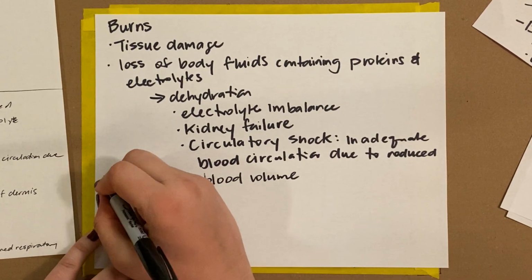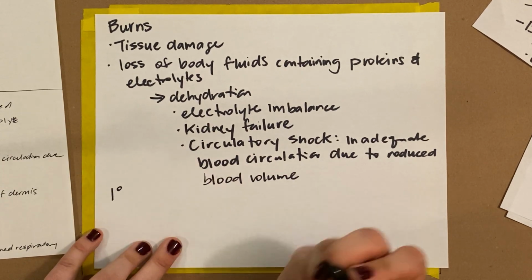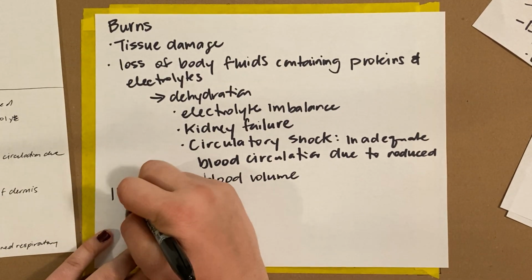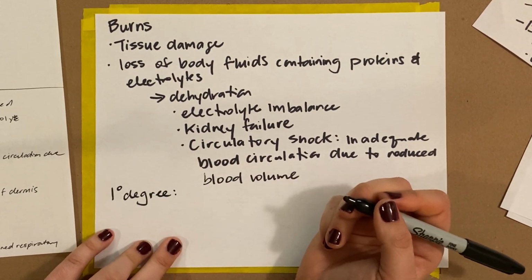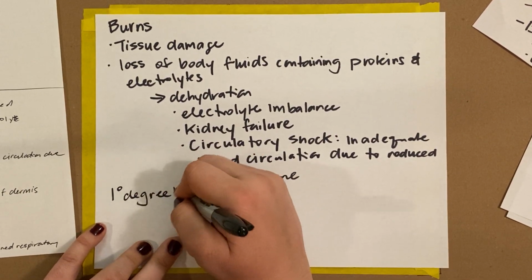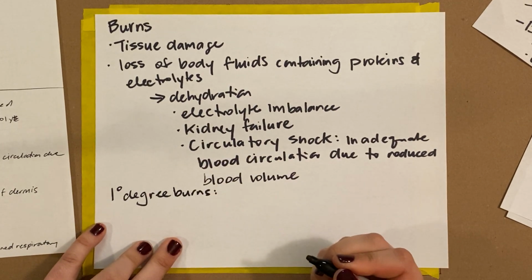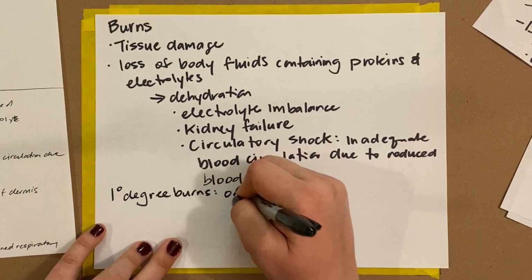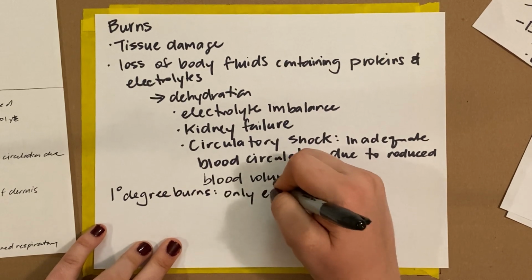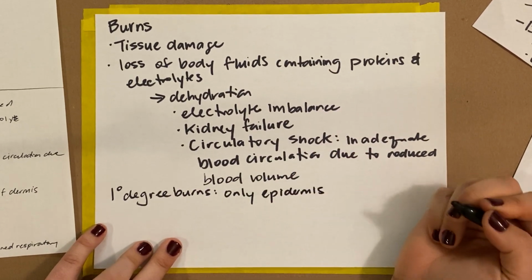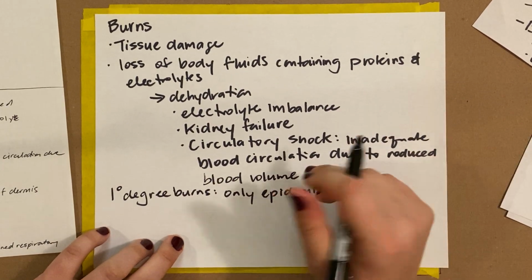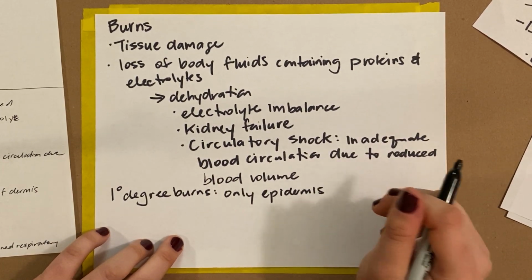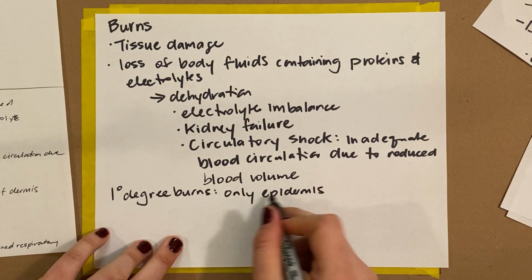So we have first degree burns. So I'm just going to use that as a degree. First degree. And I think most people have had first degree burns at some point. And this is when only the epidermis is damaged. So if you've ever burned yourself when you're curling your hair or straight ironing your hair or cooking, get bumped by like a cookie pan or something like that, usually that's going to be only the epidermis.